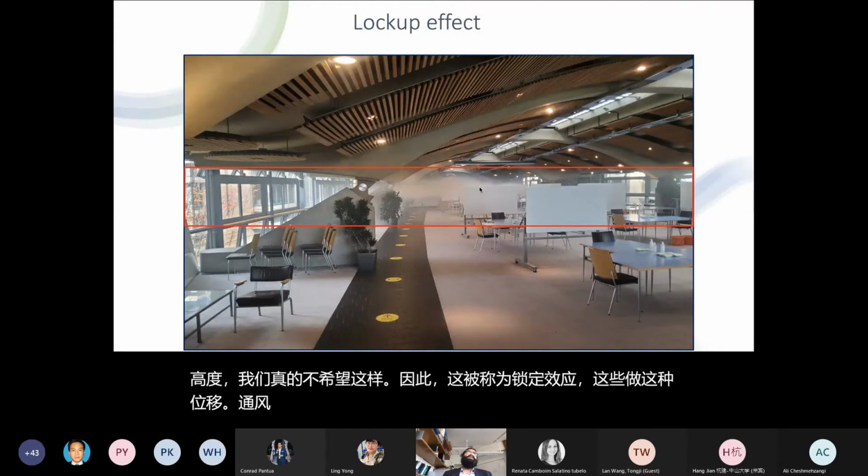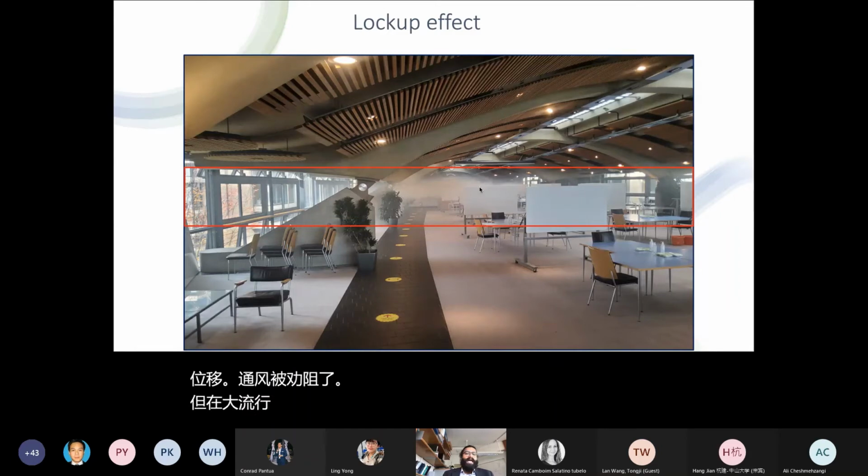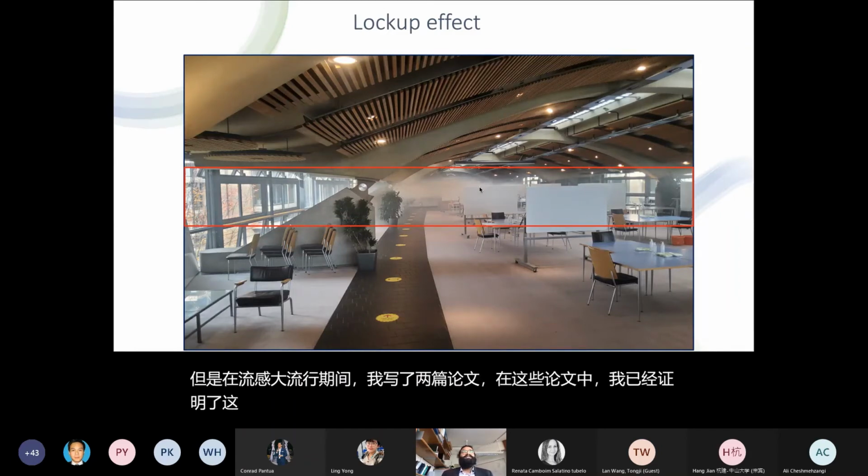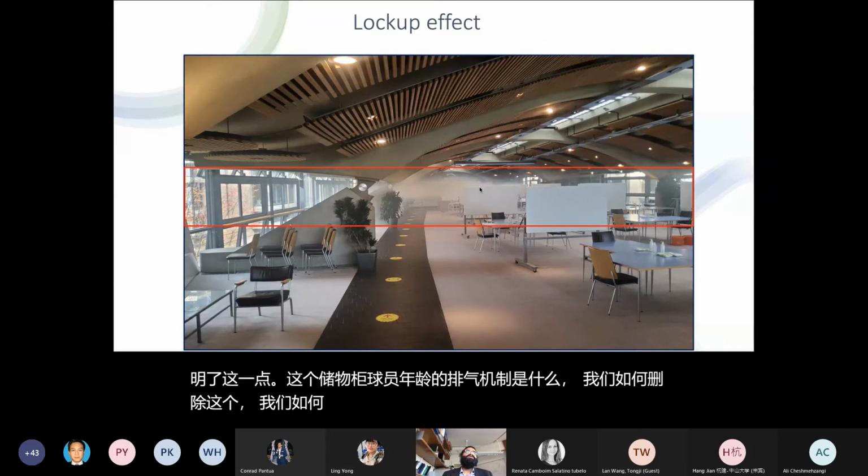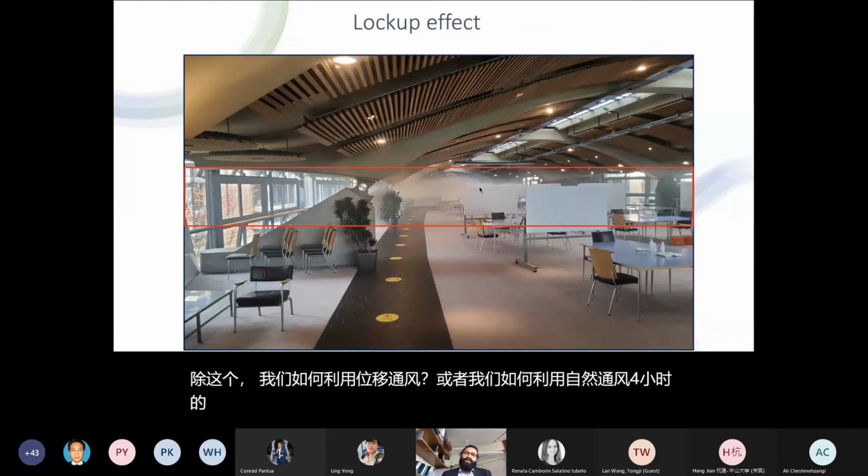But during the pandemic, I wrote two papers, and in those papers I have shown what the exhaust mechanism for this lockup layer is, how we can remove it, and how we can utilize displacement ventilation, or use natural ventilation to our advantage, both from the point of view of energy efficiency and removal of contagions. So I will discuss that in my slide now.